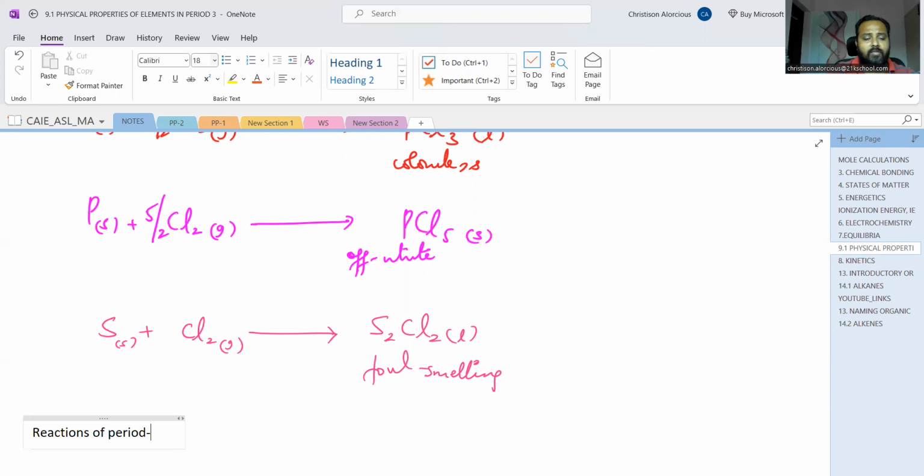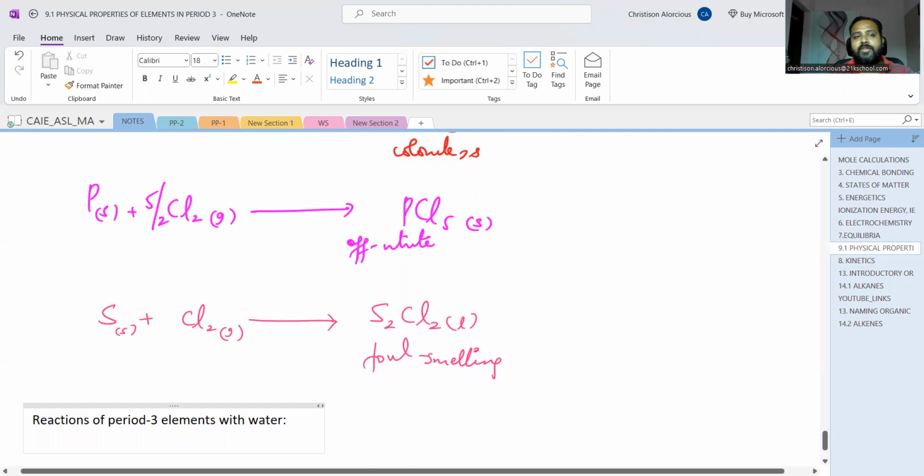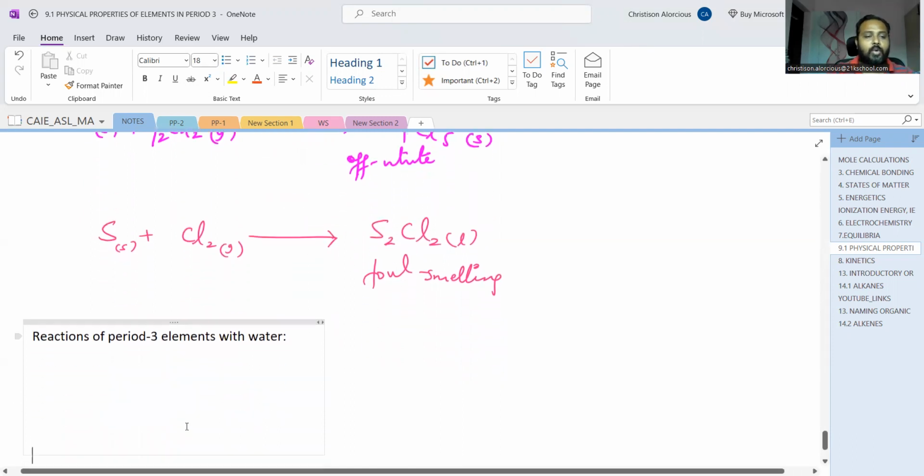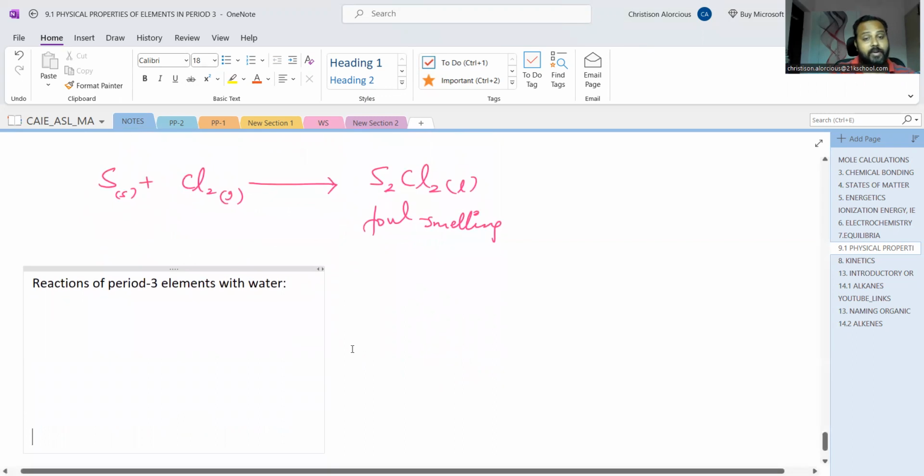So reactions of period three elements with water. So only sodium and magnesium. Okay, it says very clearly sodium and magnesium only.